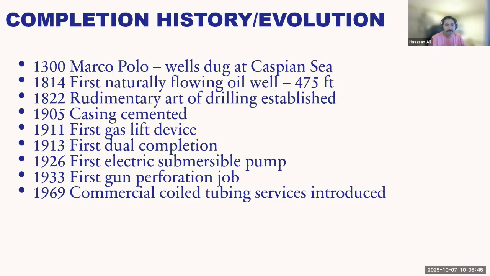Initially in the 1800s, these were just simple holes drilled in the earth. But in the early 1900s, we started cementing and installing casing in these wells. In 1926, the first ESP was installed, and that started the whole artificial lift revolution. In 1933, the first gun perforating job was completed, and in 1969 coil tubing services were introduced. So the process has evolved quite a bit from where it started in the 1800s.